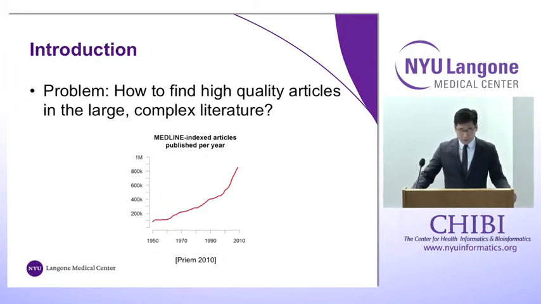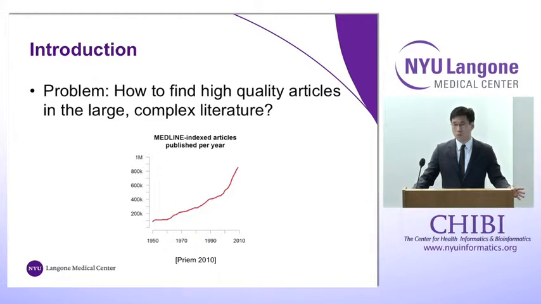That problem is that the scientific literature is large, it's complicated, and it's growing every year. If you look at this figure, it tracks the number of Medline articles published every year. It stops at 2010, but now there's at least 1 million articles every year added to PubMed. So the problem is, how do we find high-quality articles in this large mass of literature?